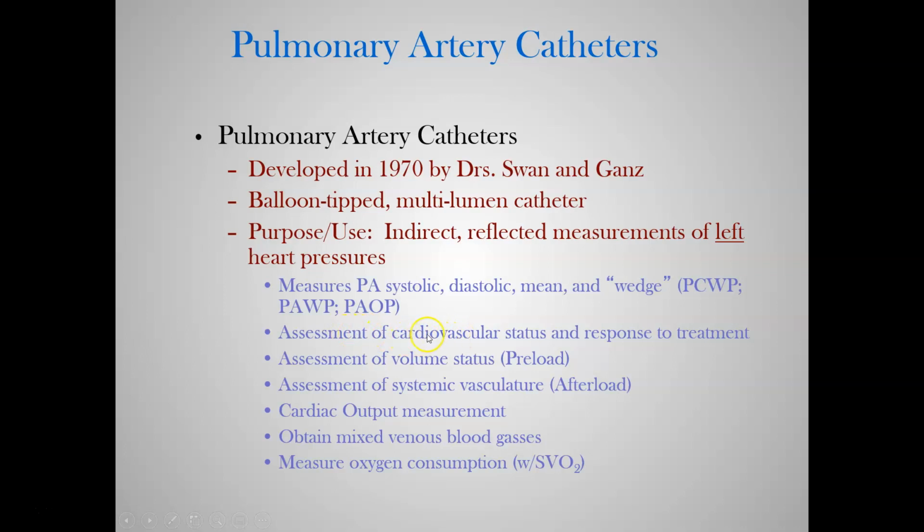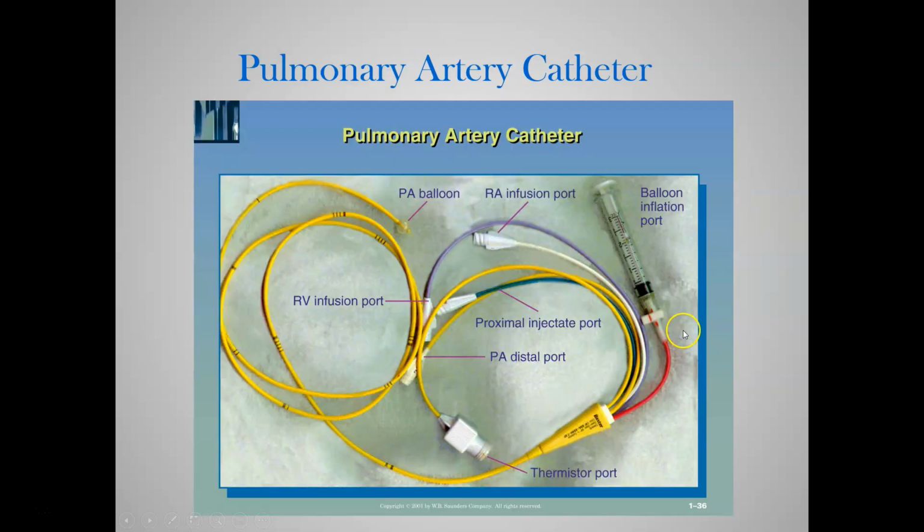What are we assessing for? We're assessing for how hard the heart is having to work. We're assessing for pulmonary hypertension. We're assessing for volume status, preload and afterload. Cardiac output you can measure with the Swan-Ganz. And this one is a big one: you can obtain mixed venous blood gases. I'll explain that in a moment. And then measure how much O2 we are consuming with SvO2.